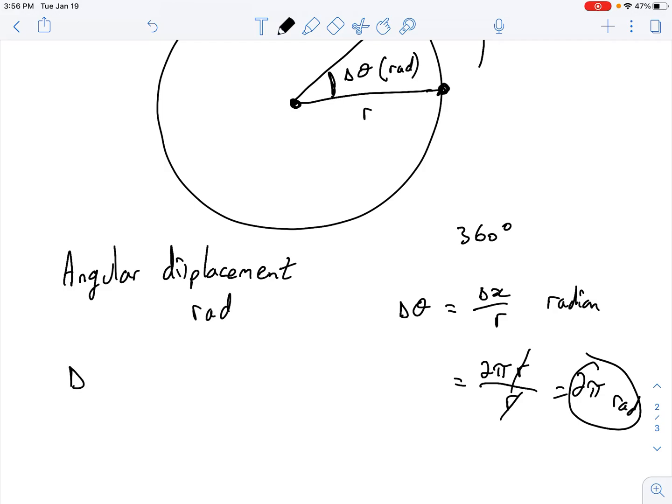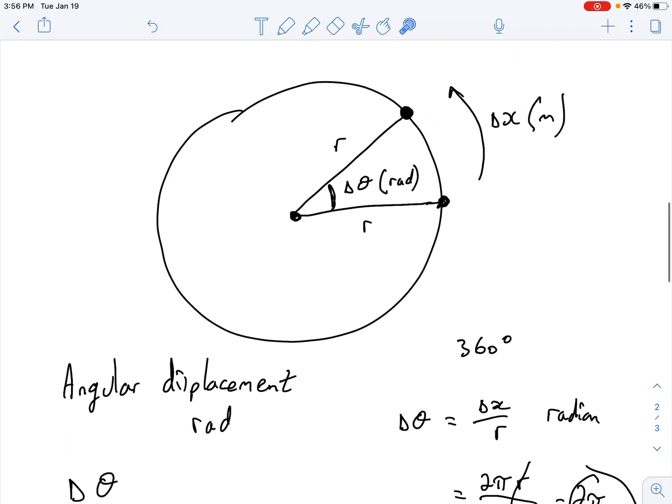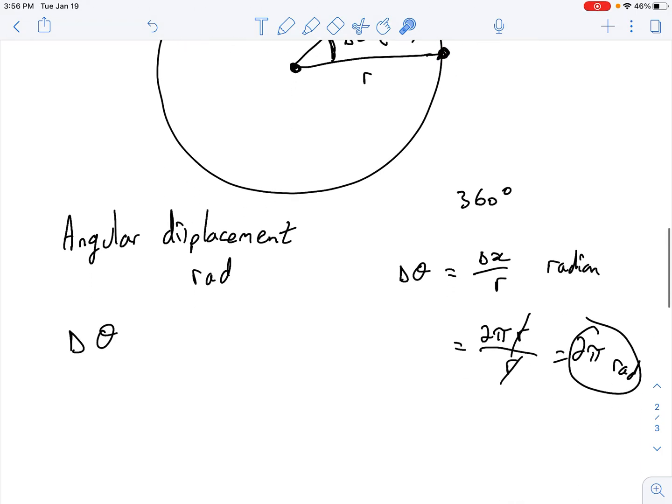And we'll use the symbol delta theta, theta is our Greek letter for angle, to be our angular displacement. So we'll have delta theta as our displacement measured in radians, and remember, delta theta is just the angle represented by our regular displacement. Okay? So far so good, I hope.